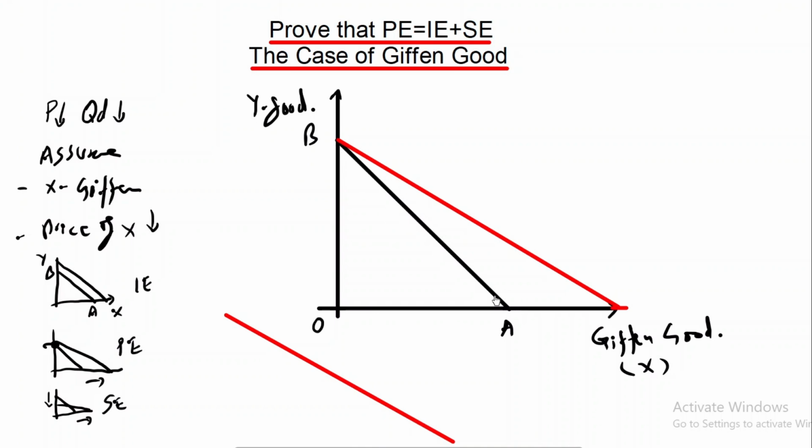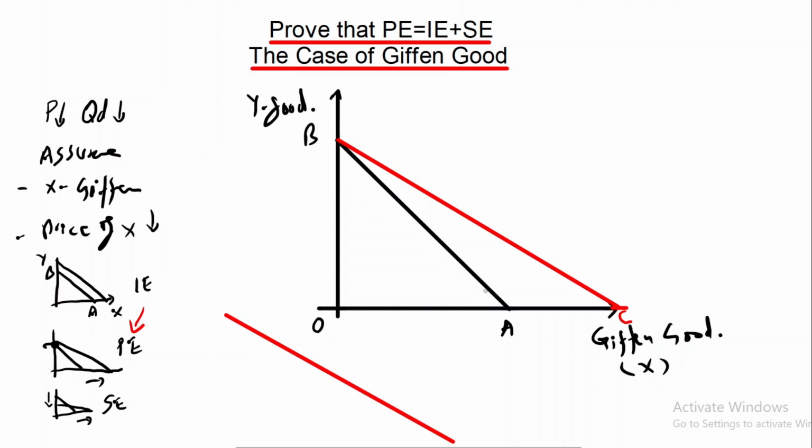Initial budget line was AB, and due to fall in price of x, budget line will move from AB to BC on x axis, and it will remain the same on y axis. This is kind of price effect. So in case of price effect, you can see the key as well, there will be a pivotal shift.